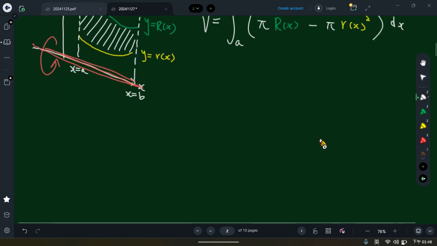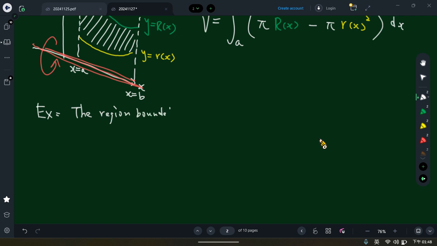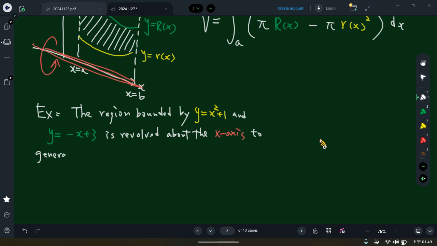I can give you an example. For example, if the region bounded by y is equal to x squared plus 1 and y is equal to minus x plus 3 is revolved about the x-axis, by using this concept to generate the solid, please find the volume of the solid.